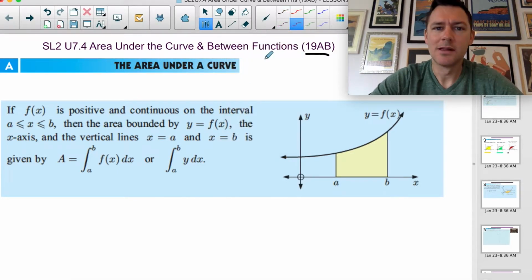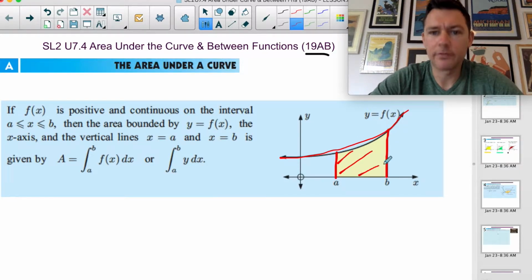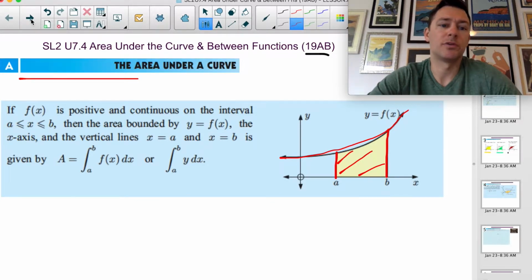So here we go. Area under the curve, we've been working with this: you take your function and you integrate, use the definite integral between 2 points, and it gives you the area under the curve, right? That's not a big deal. So the A, we've already kind of worked with A.